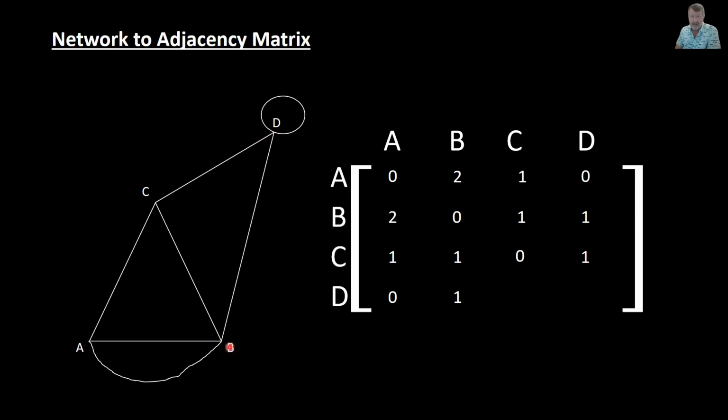Most of the time, all the time, these are going to be symmetrical when the networks are not directed. All right, when there's no arrows, you're going to end up with a symmetrical matrix. So if this value over here, D to C, if C to D is 1, that means D to C is also going to be 1. There it is.